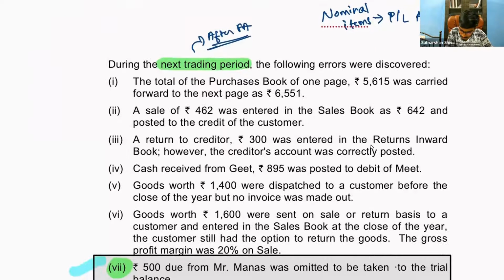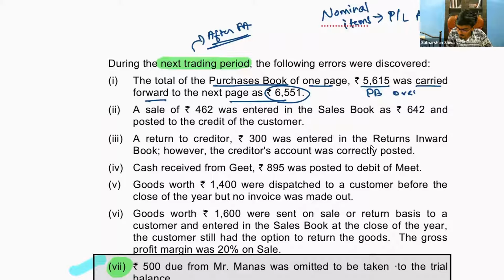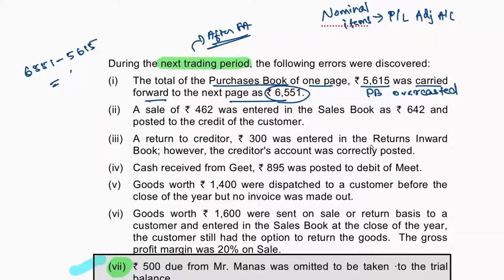First point, we will do analysis and we will go for a discussion. The total purchase book of 1 page 5615 was carried forward to the next page as 6551. In simple, purchase book is overcasted, right? It should be 5615, but it has been done at 6551. So you will find the difference of 6551 minus 5615. What is the difference value? 936. Very good. 936 is the value.